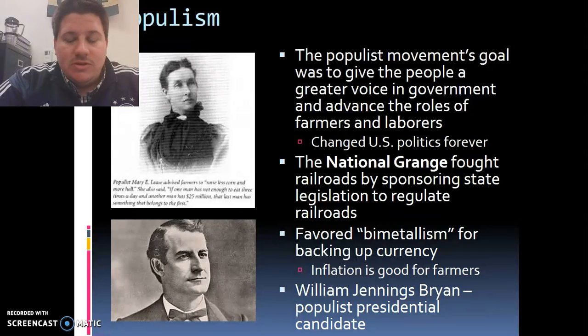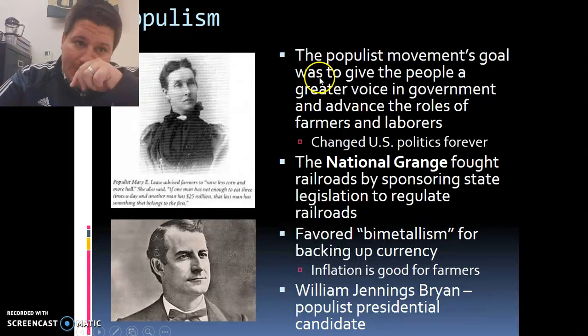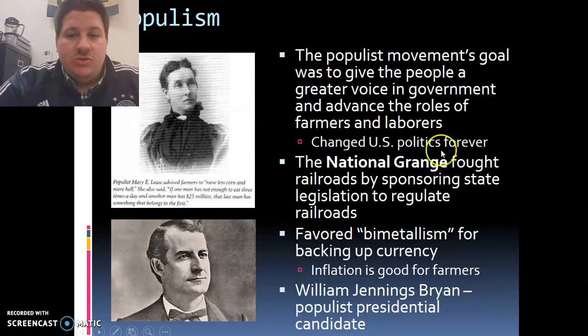In our previous unit, we learned about this whole idea of laissez-faire capitalism, right? The big business guys thought the government should stay out of business. The populists are different because the populists are saying government needs to protect people from being taken advantage of by big business. And so this is the precursor to the progressive movement.